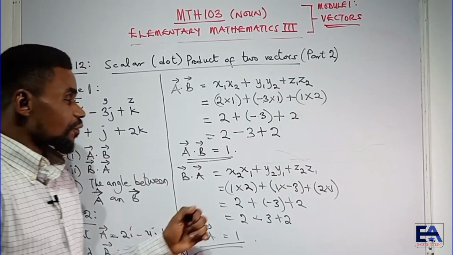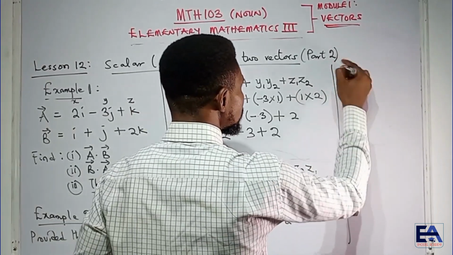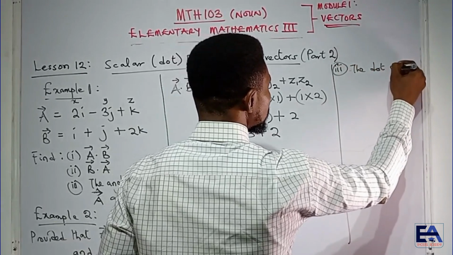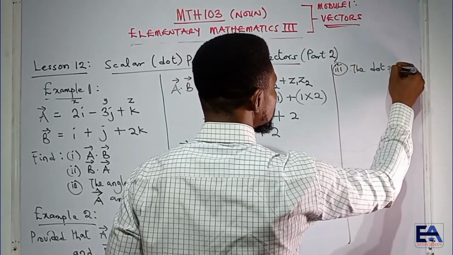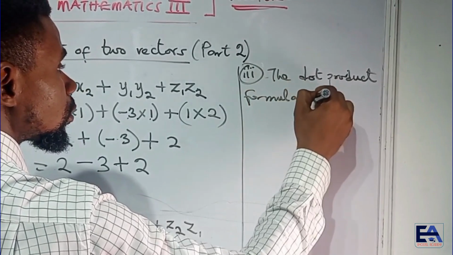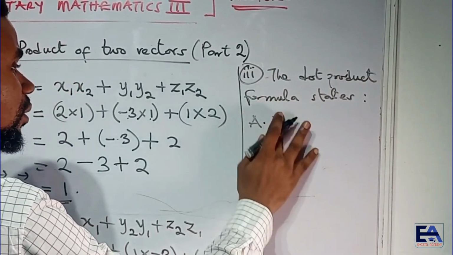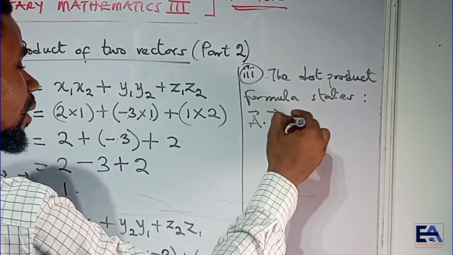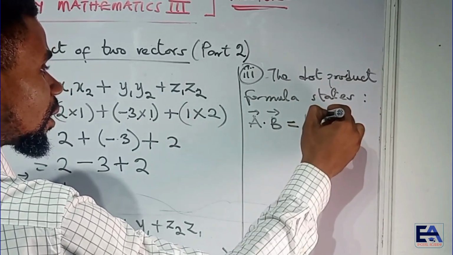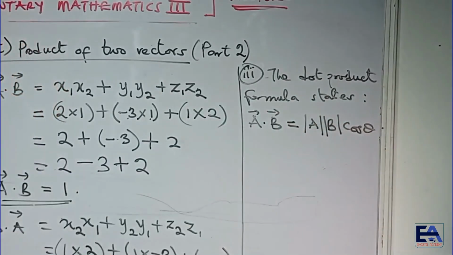So, trying to solve the third question, the dot product formula states that A dot B is equal to magnitude of vector A multiplied by magnitude of vector B cos theta. So this angle theta is what we are looking for.